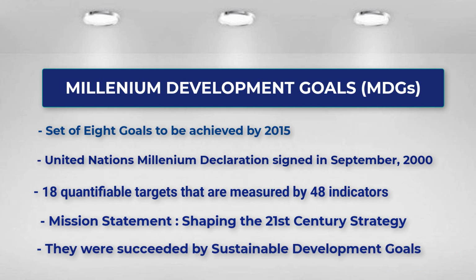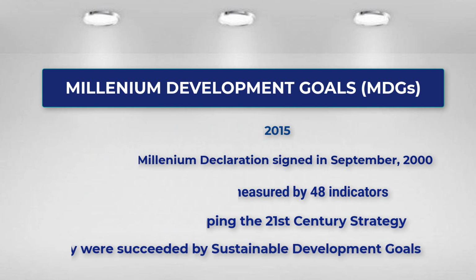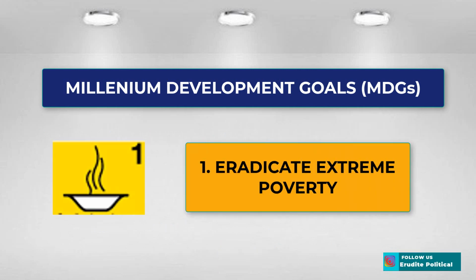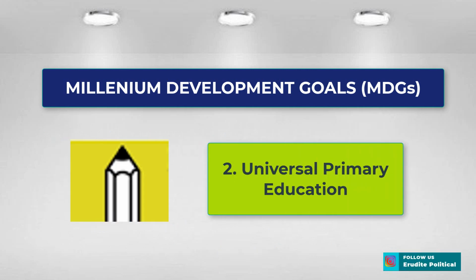Now let's discuss what these 8 goals are. These goals you have to remember in chronological order, because there could be a direct question about which goal is related to which one. The first goal is to eradicate extreme poverty and hunger. The second goal is to achieve universal primary education.